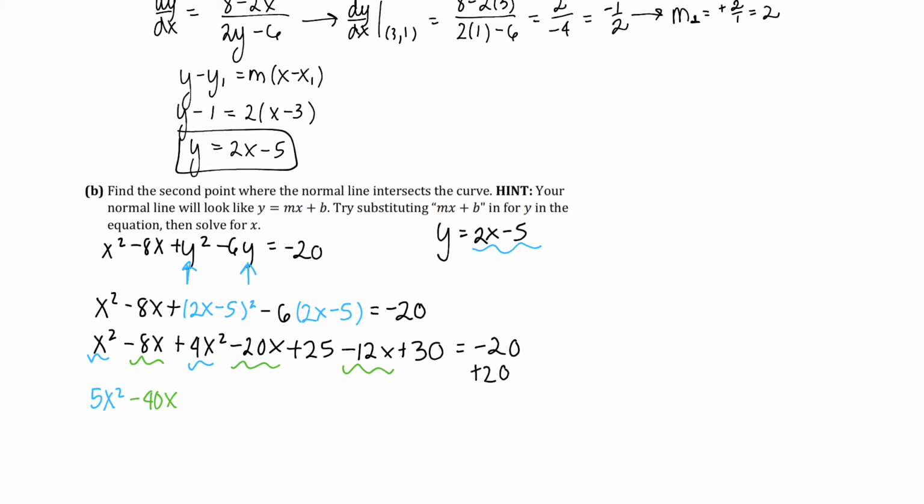Now, I want to add this 20 to both sides so that we have a 0 over here, because we're going to have a quadratic to solve. So we have 25 plus 30. That's going to give us 55 plus 20 is going to give us 75. We can factor a 5 out. So we have x squared minus 8x plus, what's that going to be? 15 equals 0.